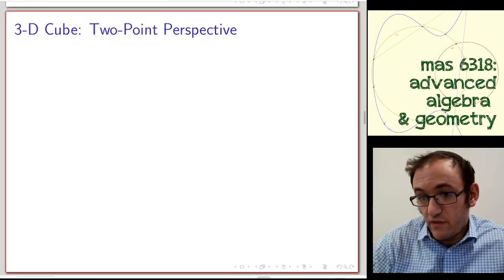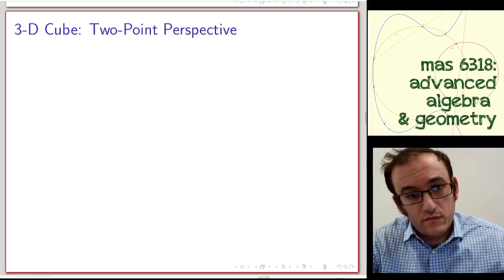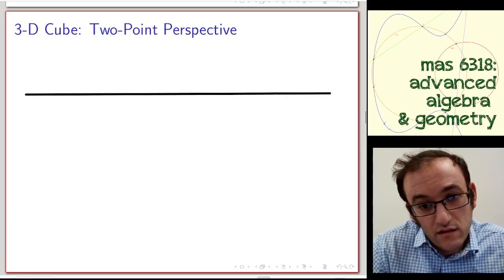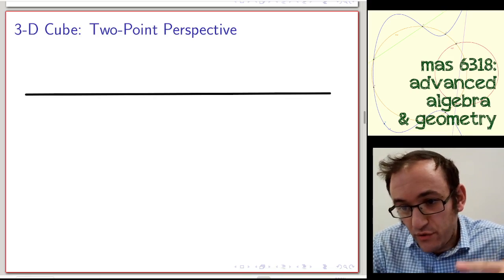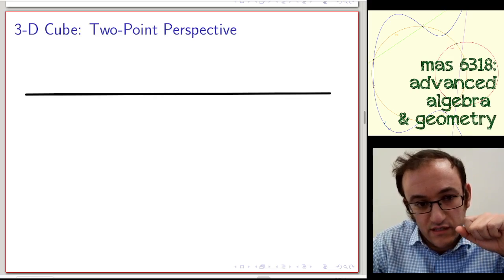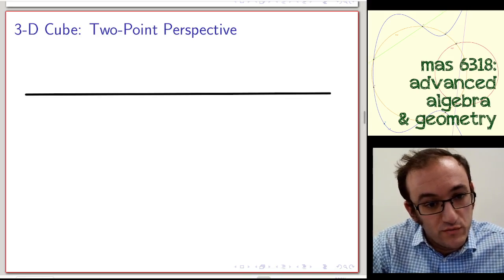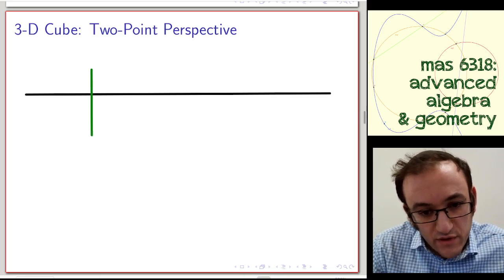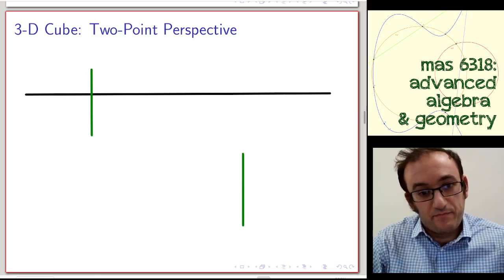We could also draw a 3D cube using 2-point perspective. So we're going to draw our horizon line. And for this, we want to take special note of the edge that's pointing towards us. That's really what's the key part of these 2-point perspective cubes. So we'll draw a vertical line here. And let's do another cube as well. We'll do 2 of them at once. So we'll draw a line here.